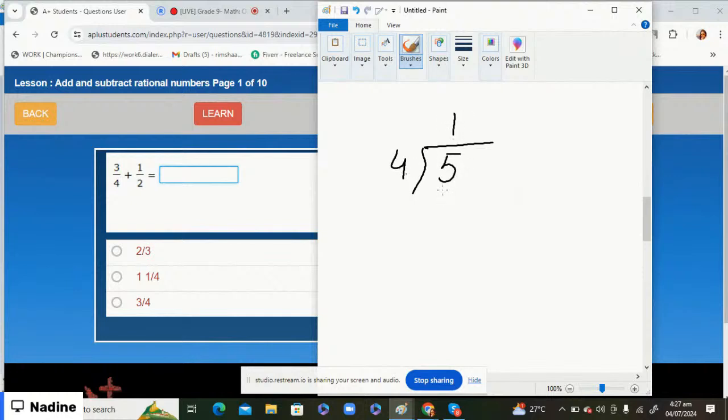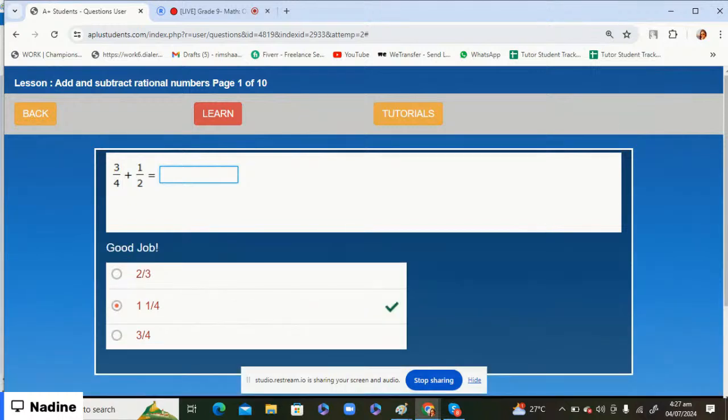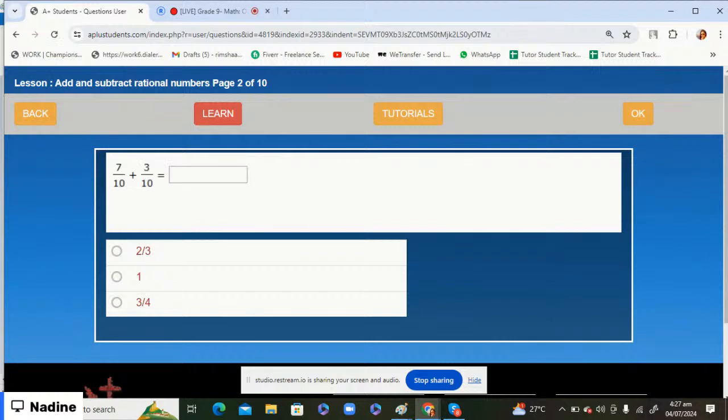4 times 1 is 4. How much is left? 1 is left. What's the answer? 1 into 1 by 4. Got it? Check it out: 1 whole and 1 by 4 as a fraction. Got it? And in this way we're going to solve this question.